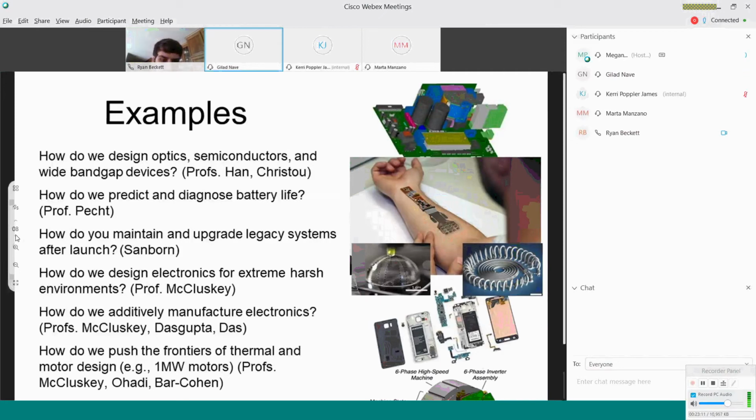I take a look at designing electronics for extreme harsh environments. I also work with Professors Dasgupta, Das, and Ohadi on additive manufacturing electronics, and on thermal management for electronics, particularly in the area of power electronics and motor design, also again with Professor Ohadi, but this time as well with Professor Mark Cohen.